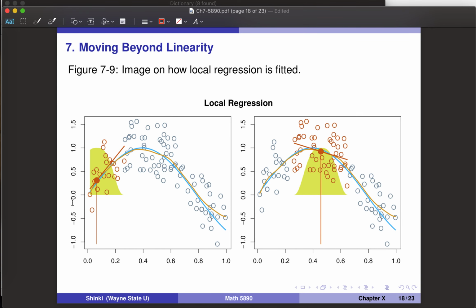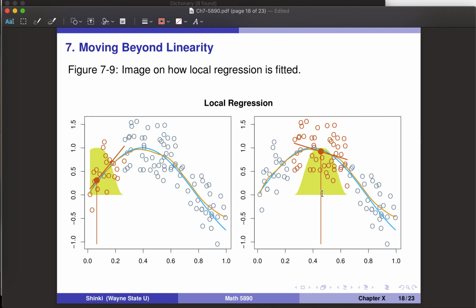And this is the graph we discussed before. Basically, we use only a limited number of observations, maybe 20% or 30%. To fit the value at x naught here, we only use this orange data set, and we don't use these blue data points. Also, we put more weight if the observations are close to this x naught in terms of the x coordinate. So we have higher weight here, but lower weight here.